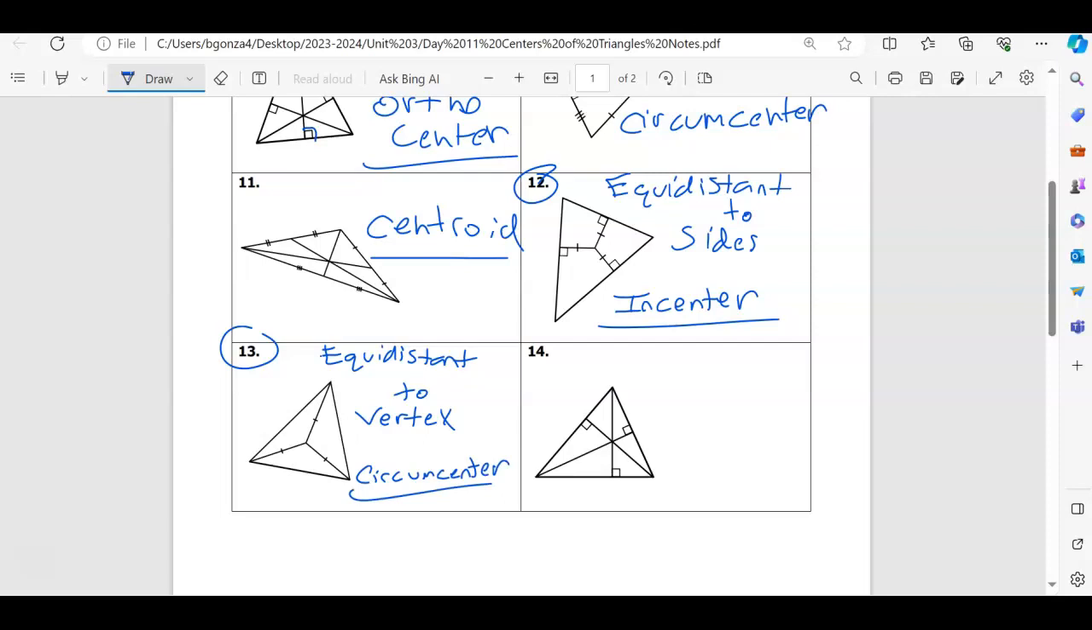Okay, what about this last one? What are those lines on the last one? Vertex to right angle. So they're not angle bisectors, or they have little arcs. What else? Okay, so those are altitudes because it goes from a vertex to a right angle, vertex to a right angle. So those are altitudes. That makes an orthocenter.